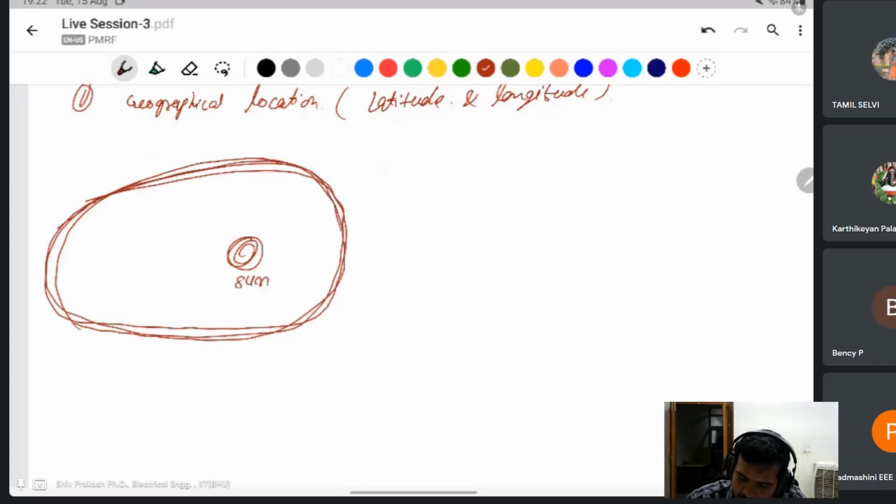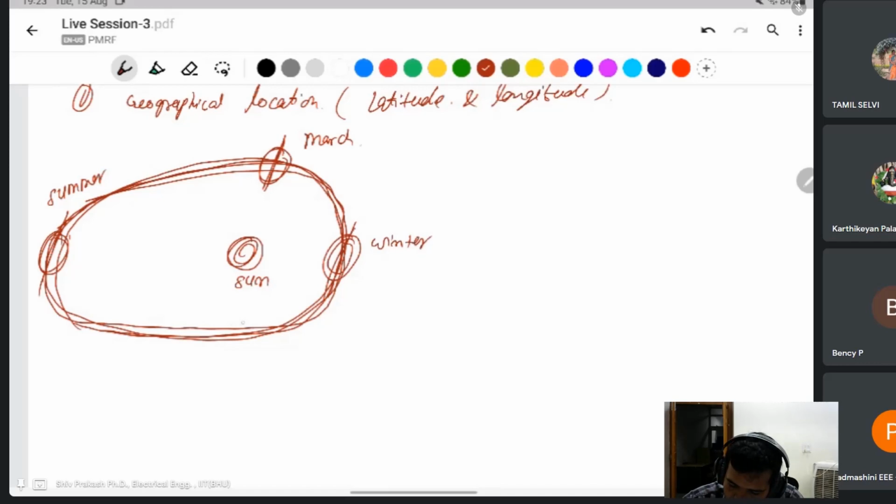This is the rotation of the earth, with its orientation to the sun. This will be the earth in March, and this will be in summer time. This will be in winter time, winter season, and this will be in September. Winter season means December, summer means June.